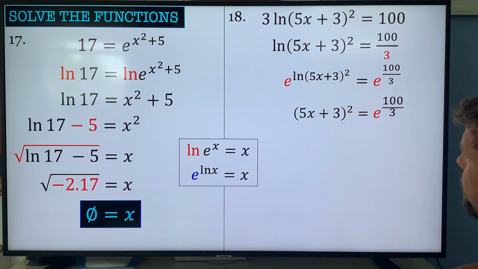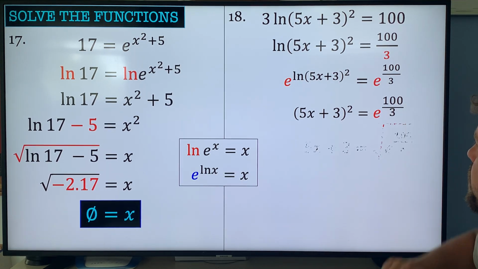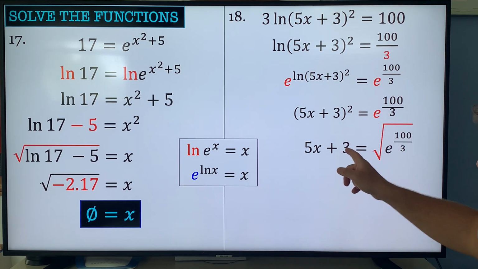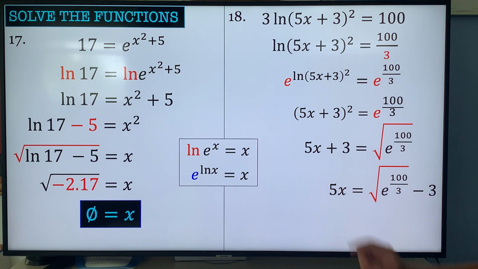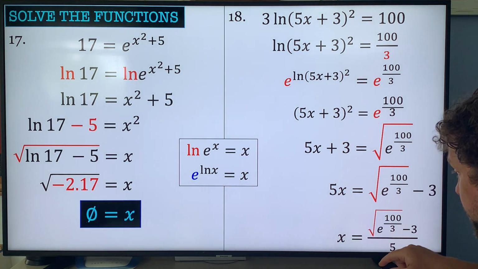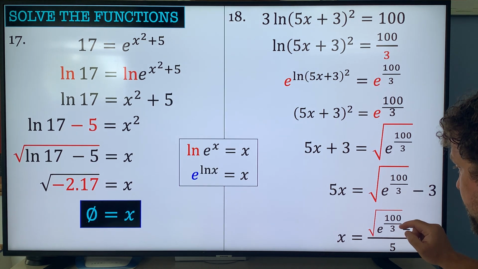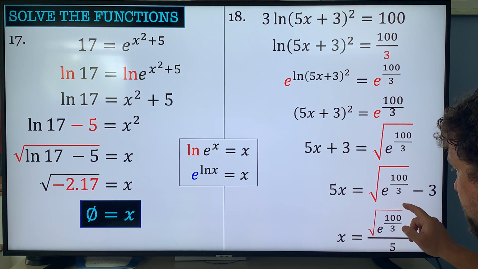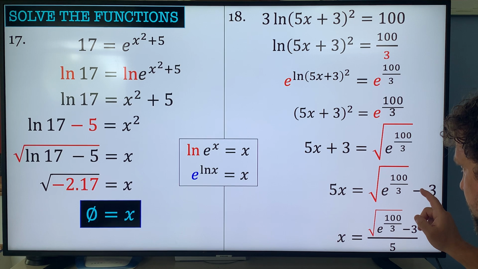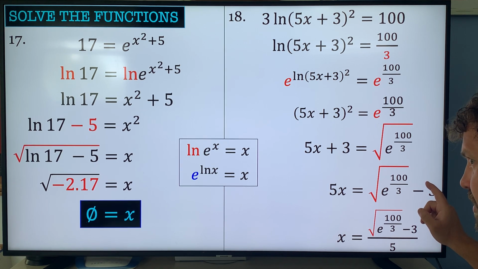Now, what are we trying to solve for? We're trying to solve for x here, so we have to square root both sides. We have to subtract 3 from both sides, and then we divide both sides by 5. So your answer is, open parentheses, second x squared, e to the 100, e up arrow, open parentheses, 100 divided by 3, close parentheses, minus 3, close parentheses, divided by 5.